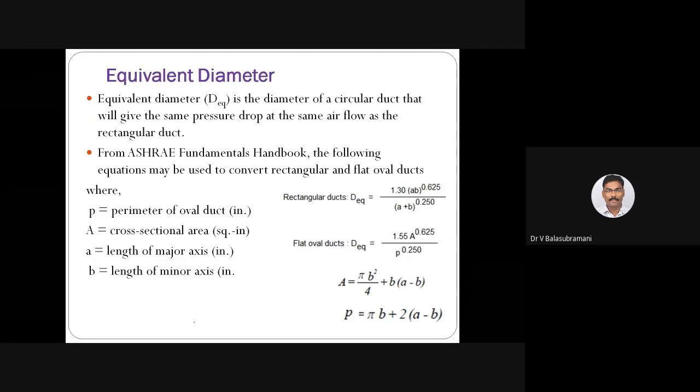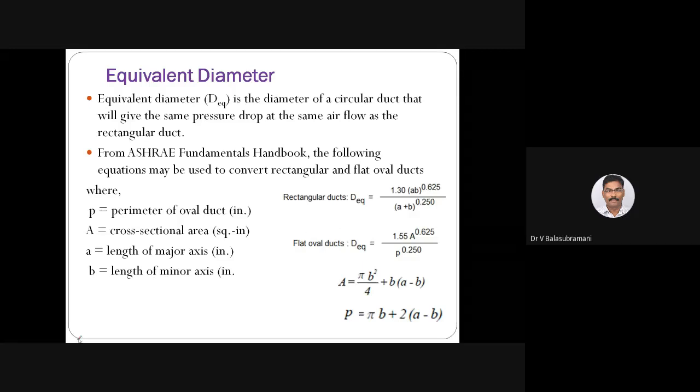This is the equation, the formula taken from the ASHRAE Fundamentals Handbook. The equivalent diameter is the diameter of the circular duct that will give the same pressure drop at the same airflow as the rectangular duct. That is, whatever diameter we have in a circular duct, we convert it to rectangular with the same pressure drop and same airflow. So the equivalent diameter may be calculated by this equation.